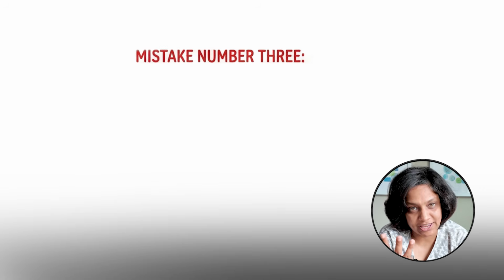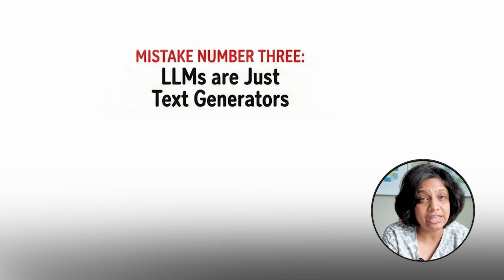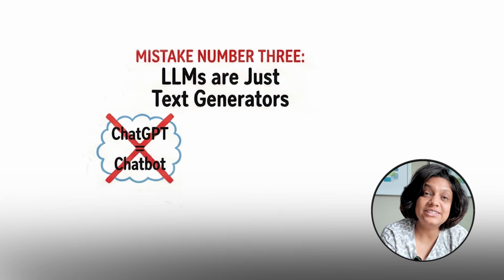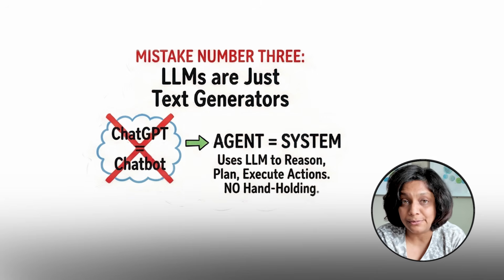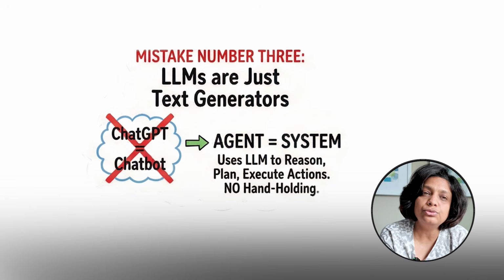Now we get to the most important shift. Mistake number 3 is thinking that LLMs are just text generators. If you think ChatGPT is an agent, you're wrong. ChatGPT is a chatbot. An agent is a system that uses an LLM to reason, plan, and execute actions to achieve a goal without you holding its hand. Step 3 of the roadmap is agency. This is the future. An agent has 3 core components.